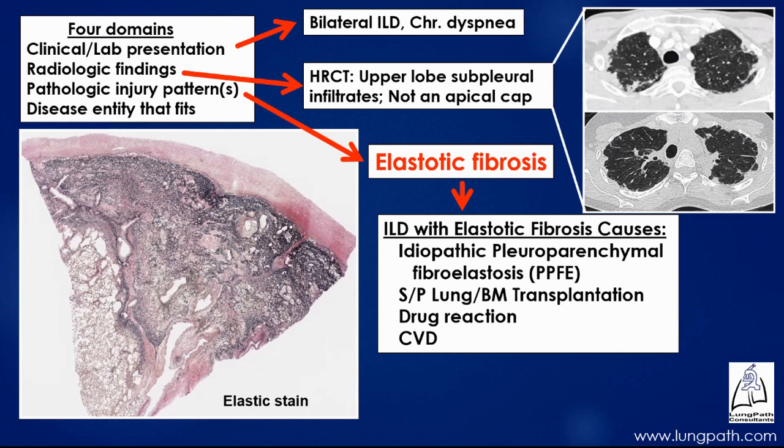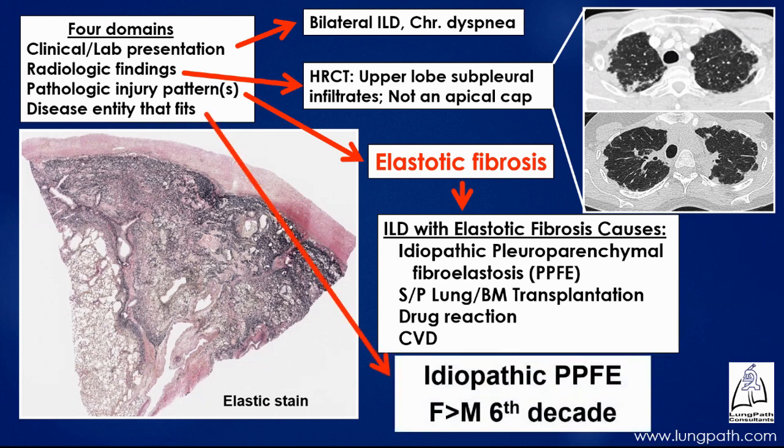CT here is again helpful. There's an upper lobe subpleural infiltrate that is bigger than an apical cap, so this pattern is very distinctive radiologically. Since there's no cause, this would be idiopathic PPFE, or idiopathic pleuroparenchymal fibroelastosis.